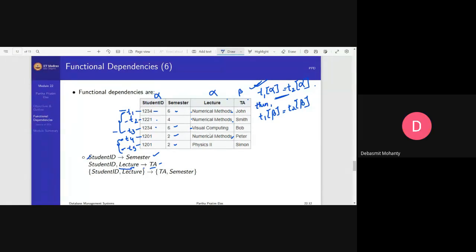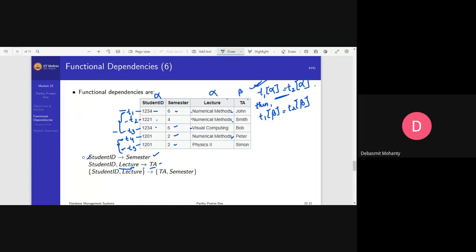So a corollary would be like what we learnt in week two. Any super key will always be functionally dependent on anything else, because a super key is basically a subset of the relation which uniquely defines the tuple, right?